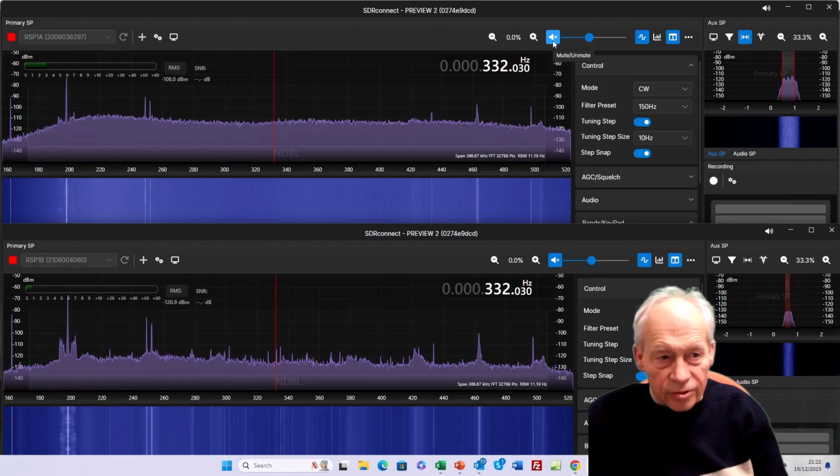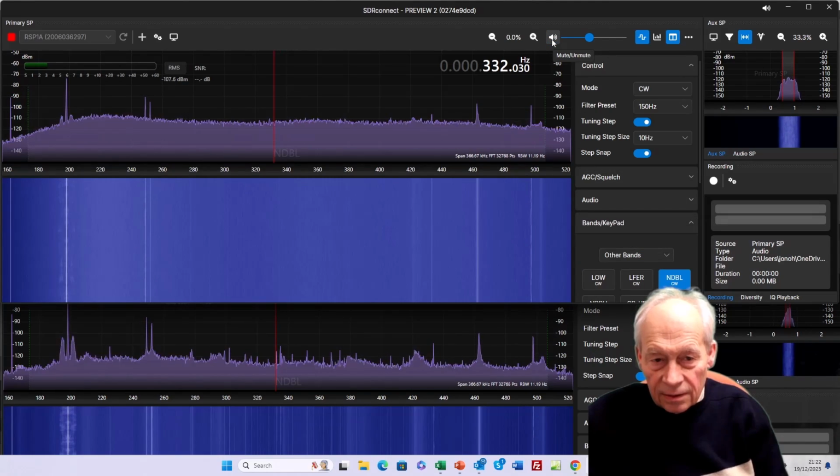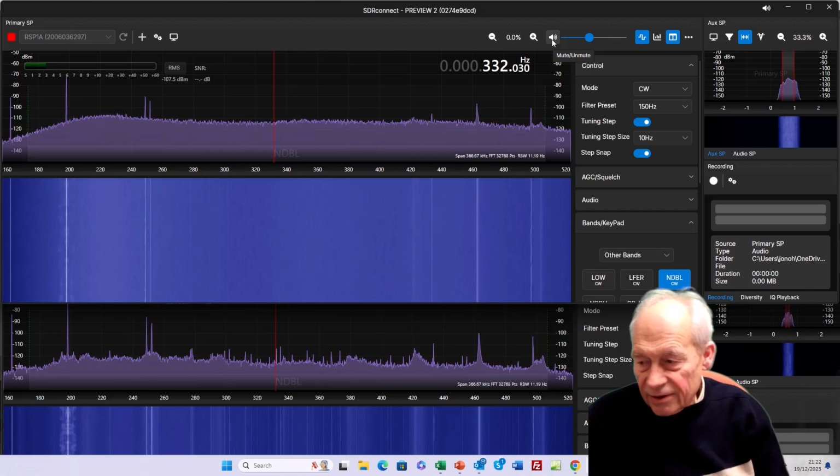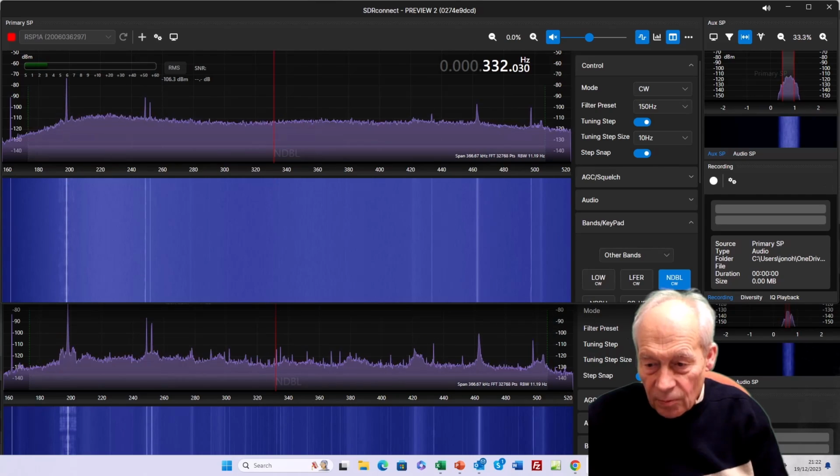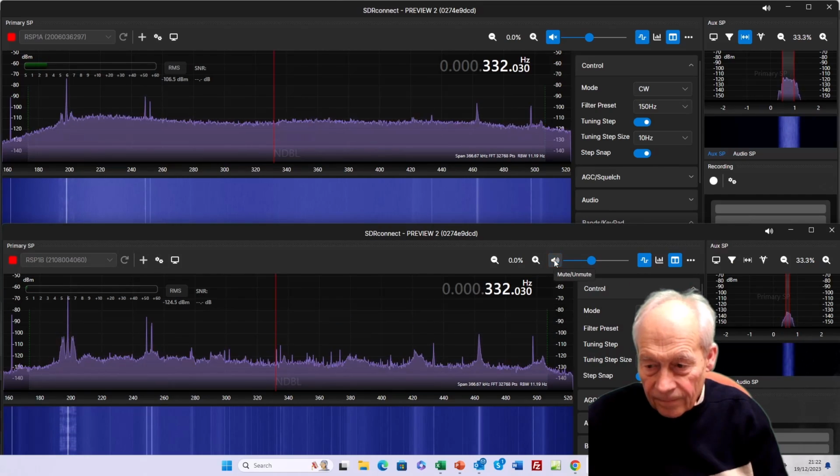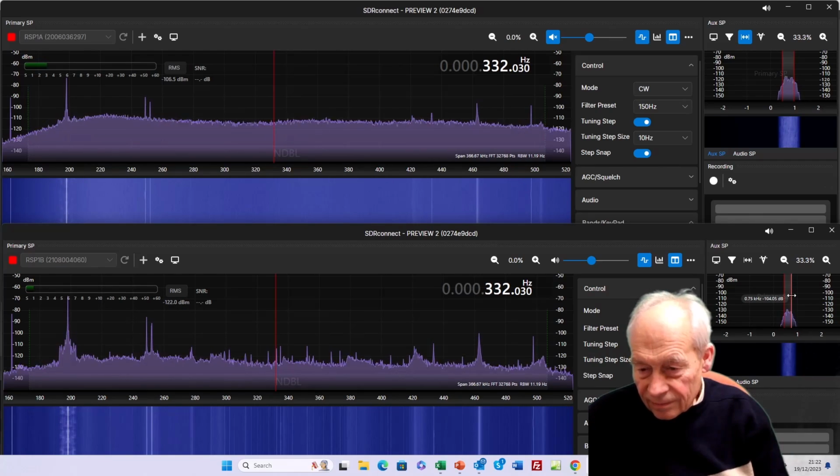So if we unmute the RSP1A, all we hear is noise. If we unmute the RSP1B, we can clearly hear an NDB signal.